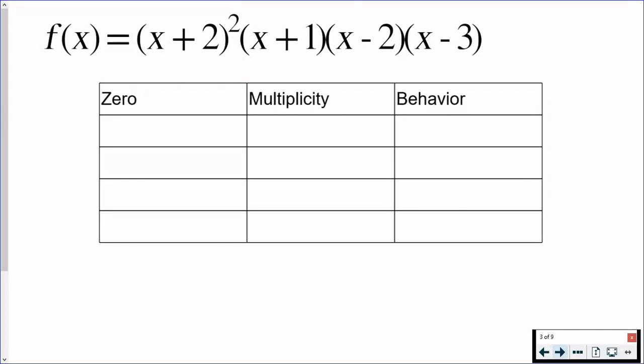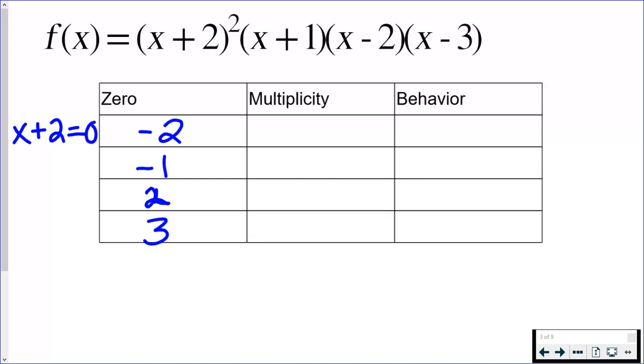Now we're going to figure out, where does this graph cross the x-axis and what's happening at each of those x-intercepts? So all of these factors get set equal to 0, and then you solve for x. If x plus 2 is equal to 0, that means x is equal to negative 2. You subtract 2 to the other side, x is negative 2. I'm going to do the same thing with my other factors. If x plus 1 is equal to 0, that means x is negative 1. If x minus 2 is equal to 0, x is 2. If x minus 3 is 0, x is 3.